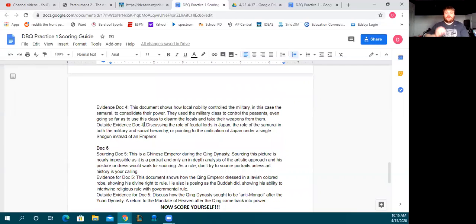Outside evidence for this, there's a lot that you could actually use. All of feudal Japan is usable for this in terms of outside evidence. There actually is a lot. We did talk about a lot of stuff in this. So you could actually use quite a bit of information here. So you can discuss the role of feudal lords in Japan, the role of the samurai in both the military and social hierarchy, or pointing to the unification of Japan under a single shogun instead of an emperor, and pointing out that the military is in fact in charge of this government, not the emperor, right? So all of those would be good things that you could use for outside evidence.